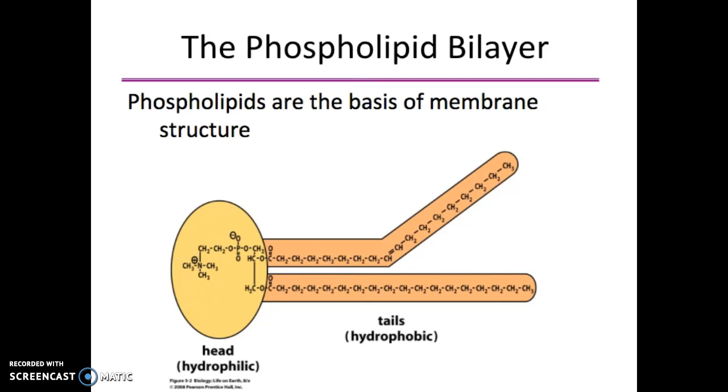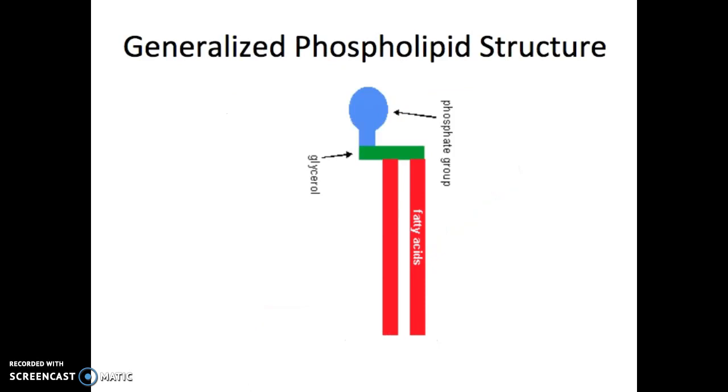But in order to actually understand the cell membrane, we need to understand what its foundational structure is, which is phospholipids. So phospholipids are made out of two big parts. There's the head, which is hydrophilic, and there are two tails, which are hydrophobic. So the generalized phospholipid structure looks like this. You have a phosphate group at the top, then you have a glycerol, and then you have two fatty acid tails.